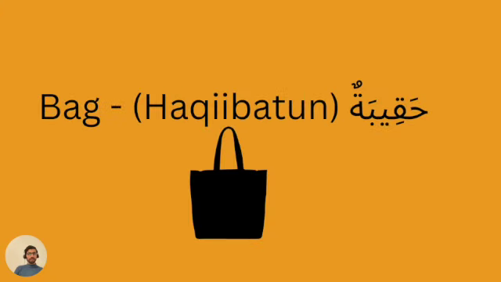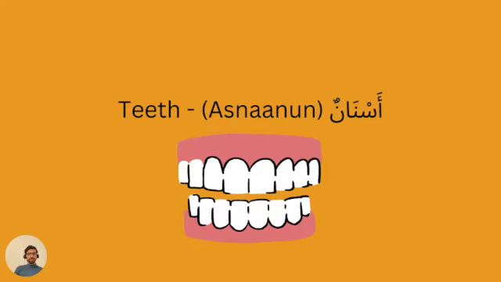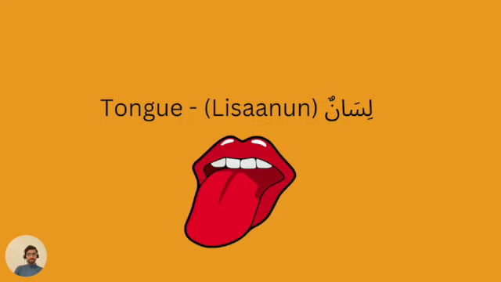Good. We have bag. حقيبة, حقيبة. Repeat after me. حقيبة. Perfect. We have teeth. أسنان, أسنان. Repeat after me. أسنان. Perfect. We have tongue. لسان, لسان. Repeat after me. لسان.